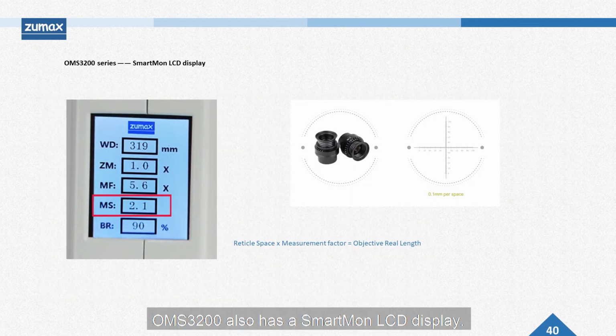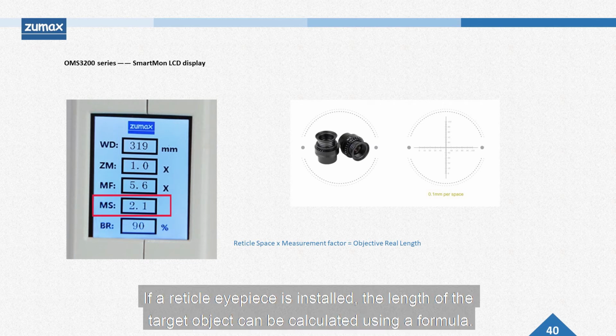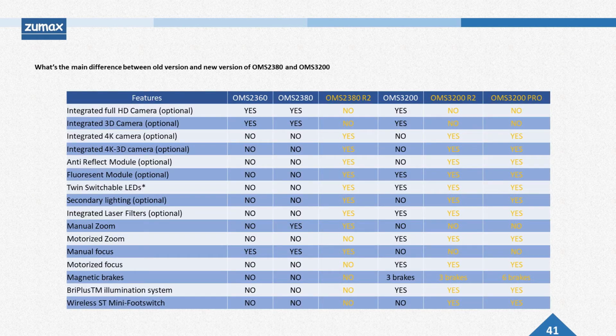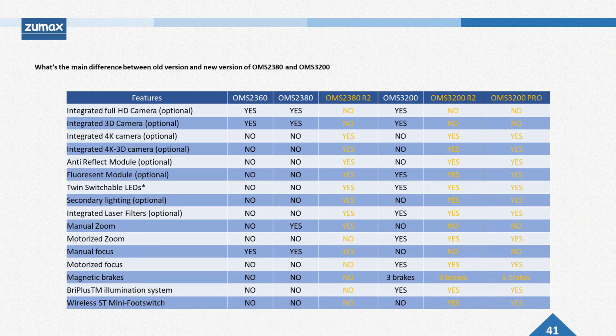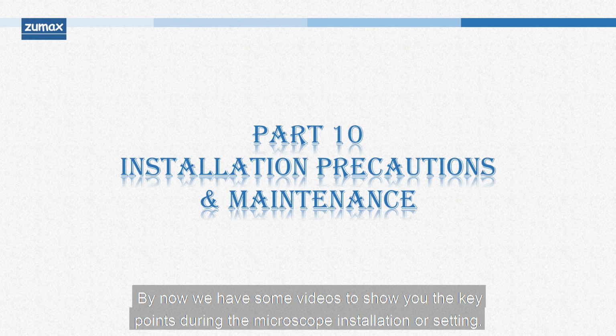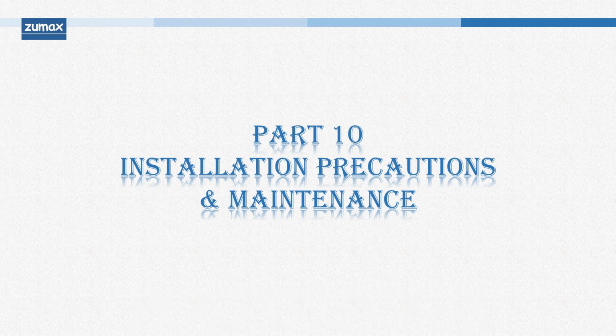OMS 3200 also has a smart moon LCD display. If a vertical eyepiece is installed, the length of the target object can be calculated using a formula. This table helps everyone understand the difference between the new and old models. Now, we have some videos to show you the key points during the microscope installation or setting.